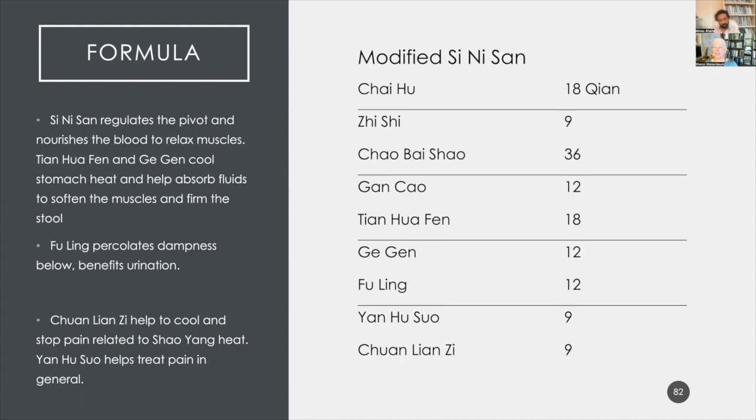And then I added Yan Husuo and Chuanlianzi just for pain, because pain was his main complaint, I think. They're both cooling. Chuanlianzi is a Shaoyang pain herb. So, taking this whole complex thing filled with red herrings and trying to see through it clearly to the essence of the pattern, we come down to a fairly succinct formula to treat him. And this just helped. It took a few months for him to be completely well.